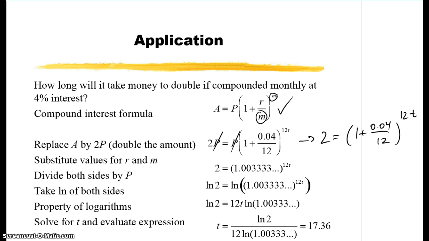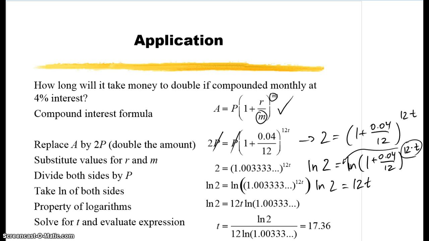Instead, I'm going to take the ln of both sides. So that's what you want to do. Take the natural logarithm of both sides. And you might be wondering to yourself, why do I want to do that? Well, because if you take the natural log on both sides, you can now use that property of the logs that told you you can bring this power down and make it a multiple. So this would look like ln of 2 equals 12t times ln of (1 plus 0.04 over 12).